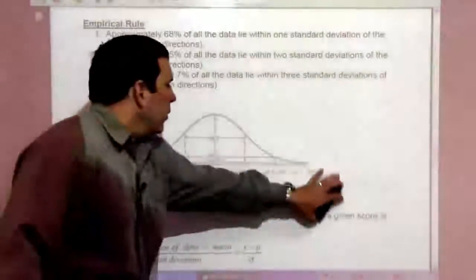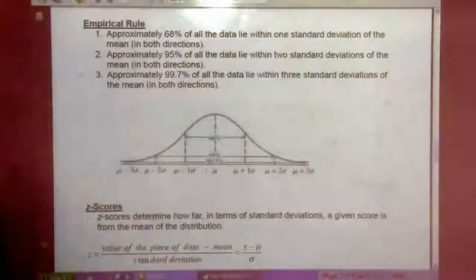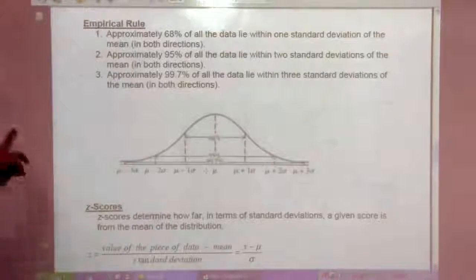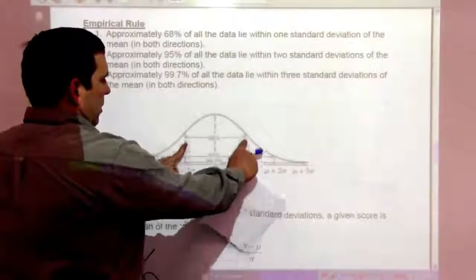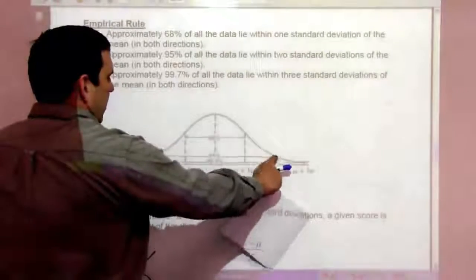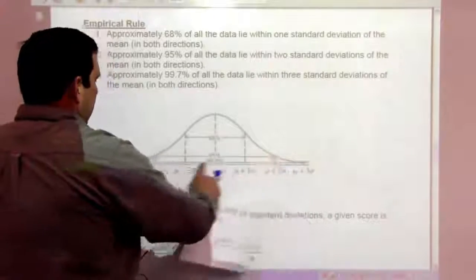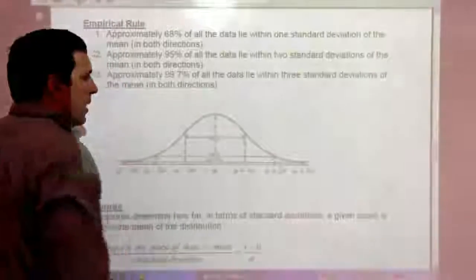Now, the empirical rule says that 68% of all the data lie within one standard deviation of the mean in both directions. So, within one standard deviation, 68%. Within two standard deviations, 95% of the data. And within three standard deviations, 99.7% of the data.